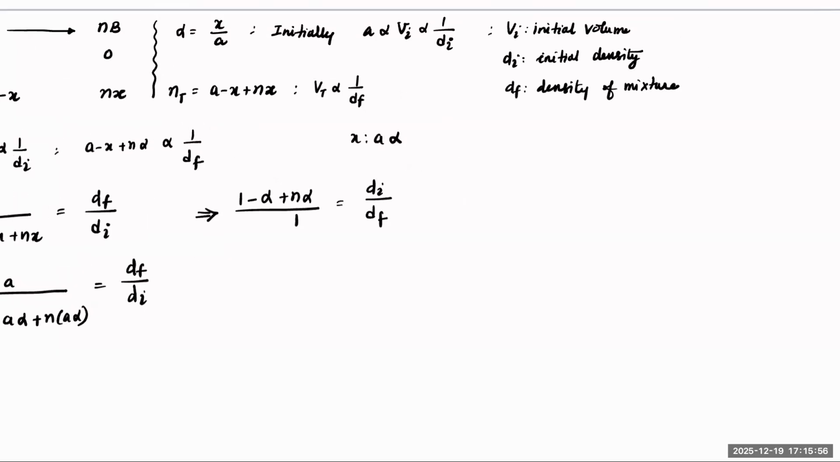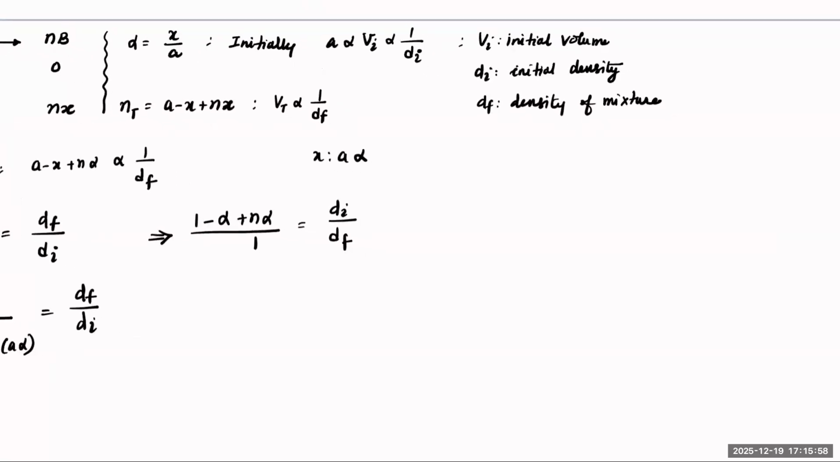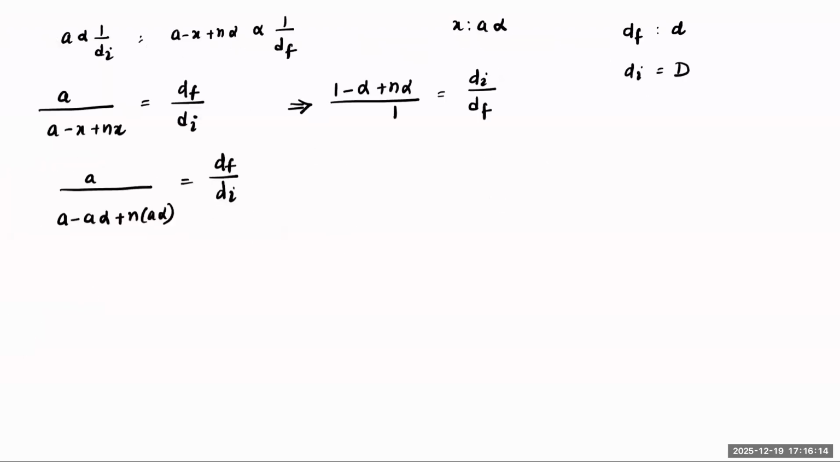Right. In chemistry, there is one convention we follow. Final, which is the mixture, is always taken as small d. Initial density is always taken as capital D. It is like a norm which we will follow. Right. So if I put those values here, this will be equal to capital D by small d.